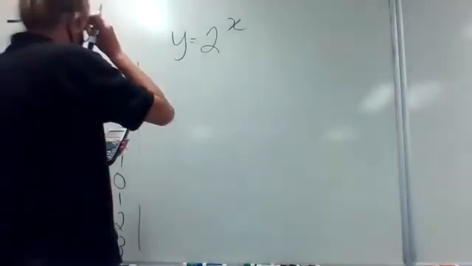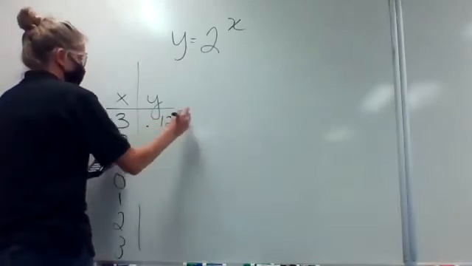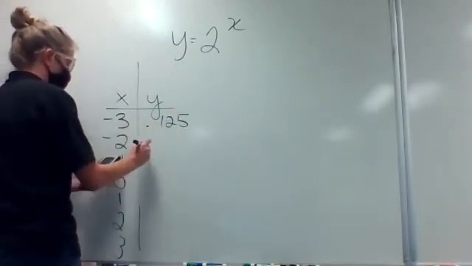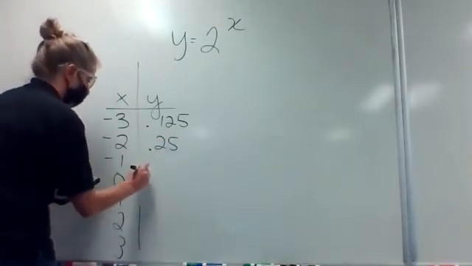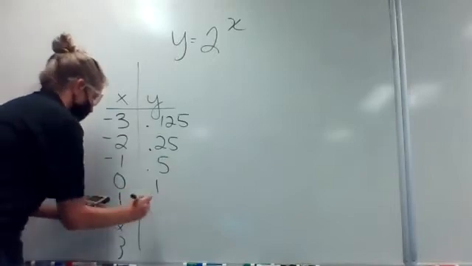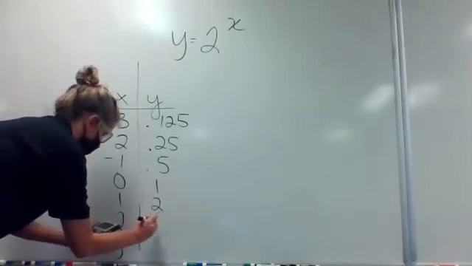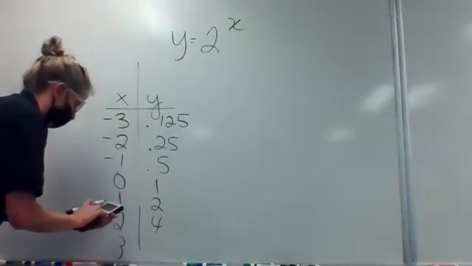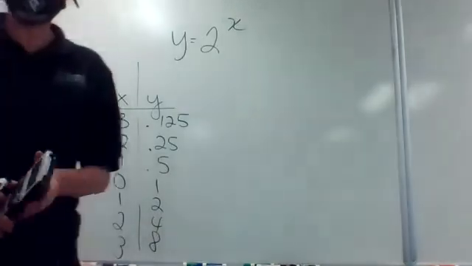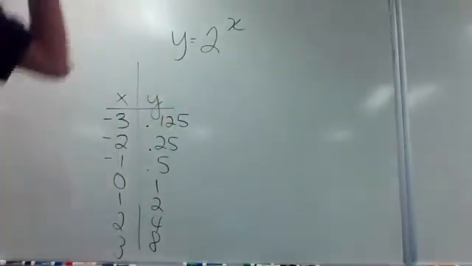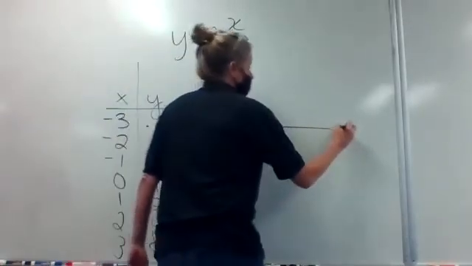So let's see, when x is -3, the y is 0.125. When it's -2, it's 0.25. -1 is 0.5. 0 is 1. 1 is 2. 2 is 4. And 3 is 8. So let's plot these points and see why the shape of an exponential function is what it is.